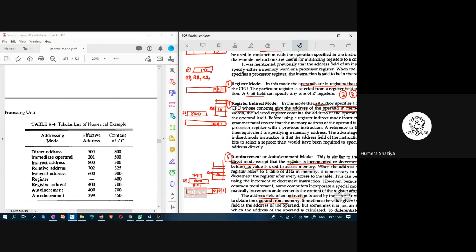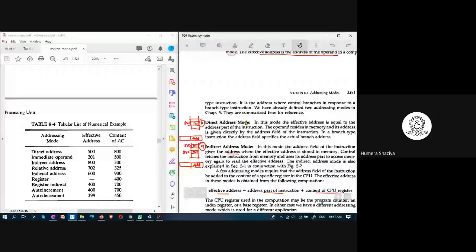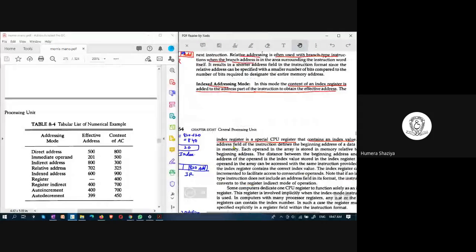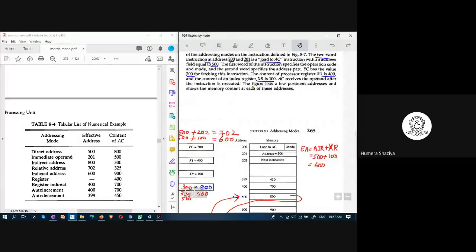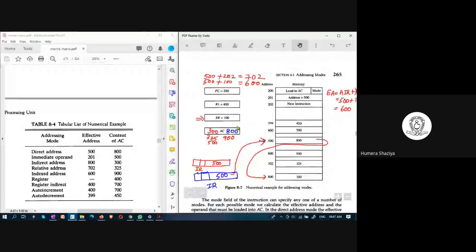Auto increment or auto decrement mode means you read the register value and then you increment or decrement it after or before reading the contents. Okay, that is all about register. Now let us look at that with the help of this numerical example.